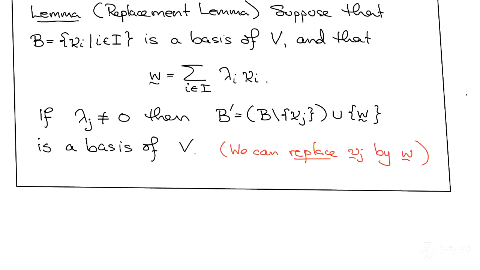So the way that one works is as follows. We'll just show really directly that B prime is a basis by checking the definition of a basis. It needs to be a linearly independent spanning set. So first, B prime is linearly independent. So let's prove that.